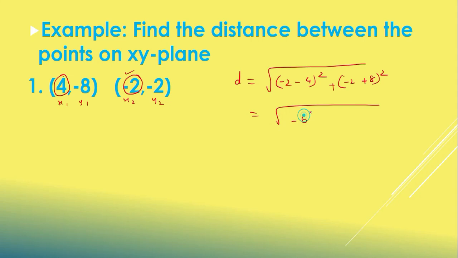Overall you get minus 6 square plus 6 square. So you can take a 6 out of the square root. 6 square root of 2 is the distance between the 2 points given here.